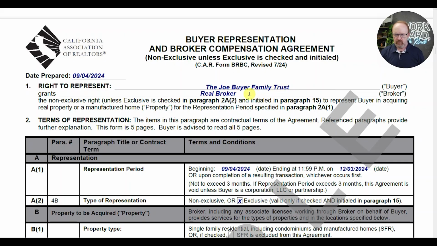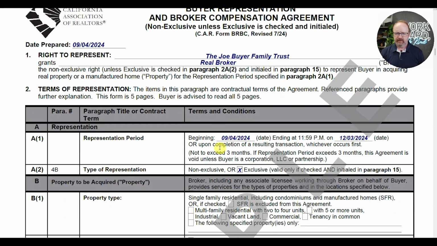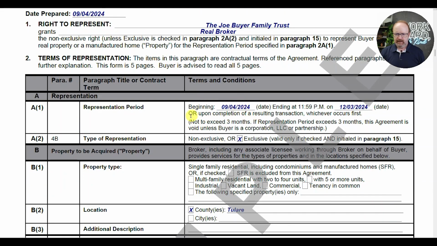And it's granting the broker, Real Broker here, the non-exclusive right, unless it's checked in paragraph 2A2, to represent the buyer in acquiring real property or a manufactured home for the period specified. So jumping down to the period, as a result of the NAR settlement, the agreement cannot exceed 3 months unless the buyer is a corporation, LLC, or partnership. So regular buyer or trust, it's got to be 3 months maximum.